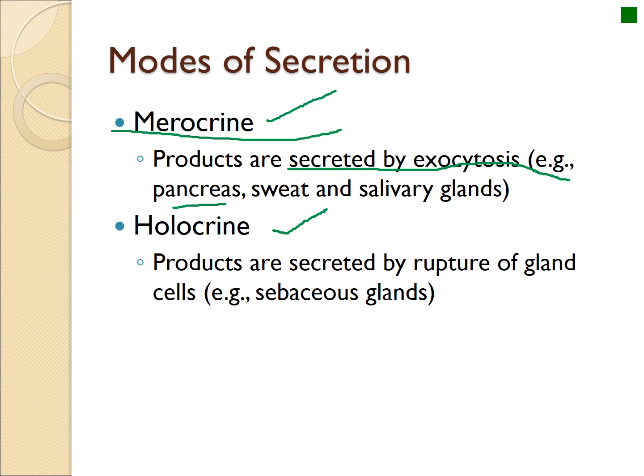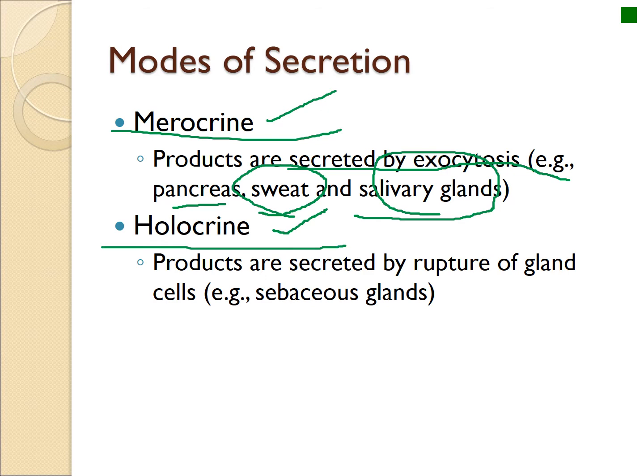And they can be produced by the pancreas, which produces a lot of enzymes, a lot of salty materials that are needed for various body functions, particularly digestion, sweat for cooling and salt removal and waste removal, and also for cooling the body, and then the salivary glands of the mouth, which produce digestive enzymes that help to break down starches. So merocrine is usually a watery type secretion.